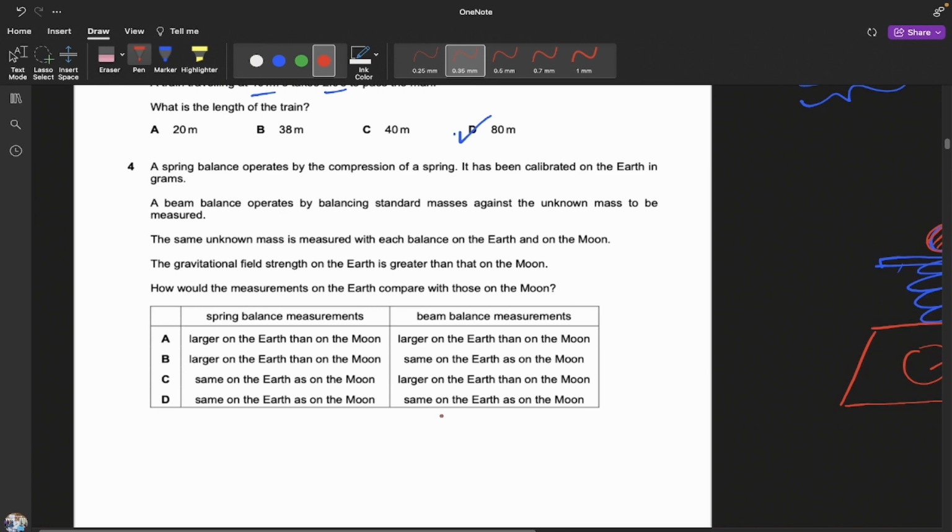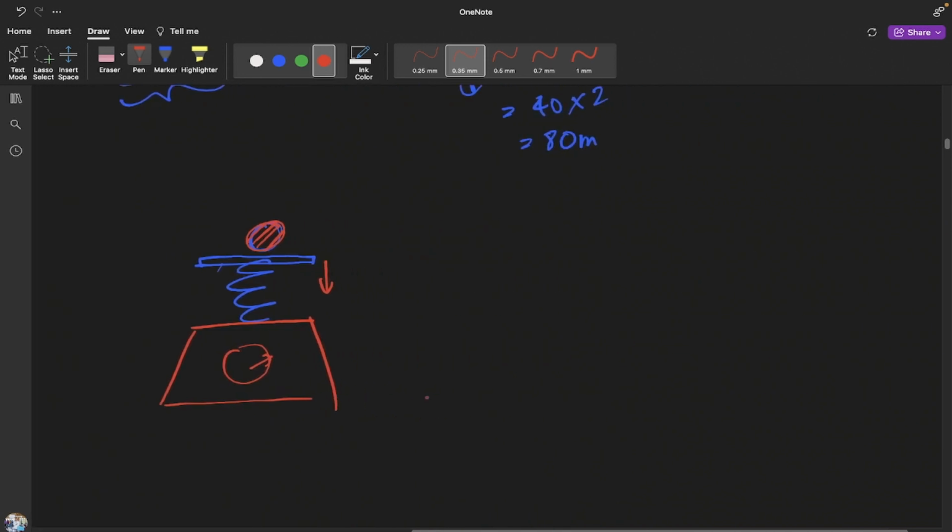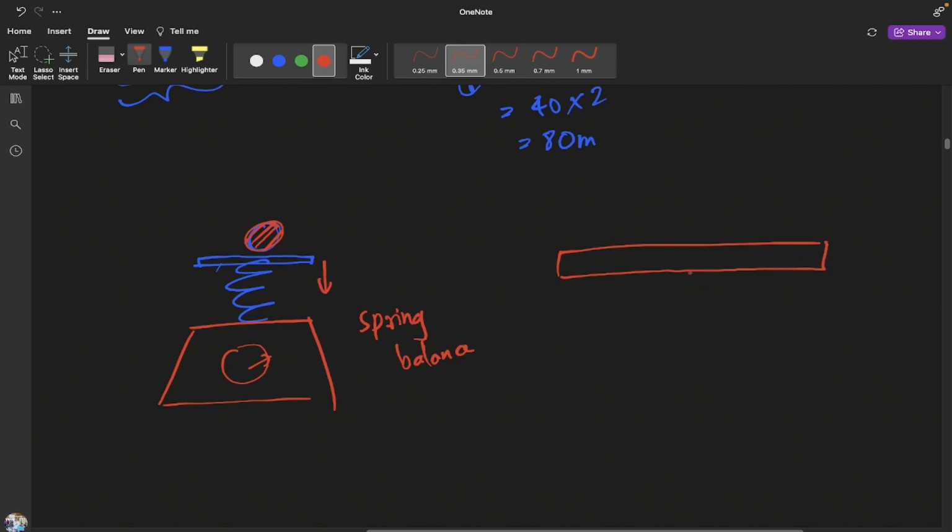A beam balance operates by balancing standard mass against the unknown mass to be measured. This is a different principle. This is the spring balance, and the next one is the beam balance. The difference is they both use different principles. Here Hooke's law is used, but here you can see the principle of moments is used.